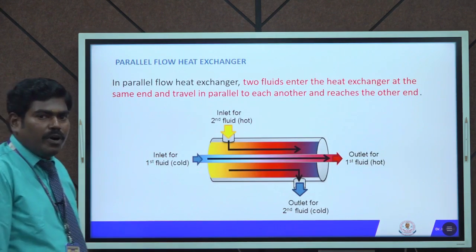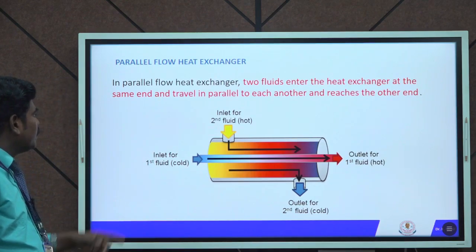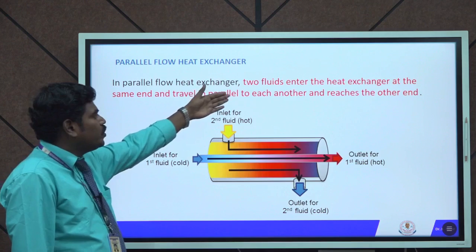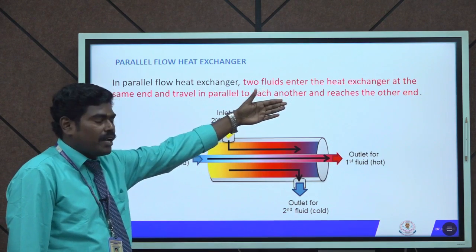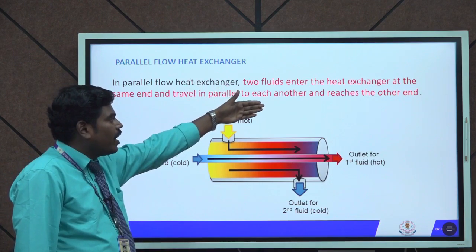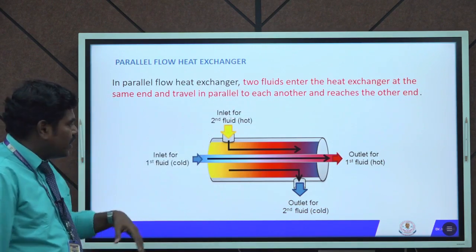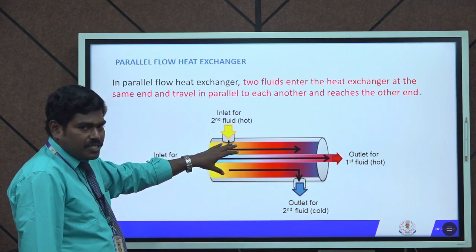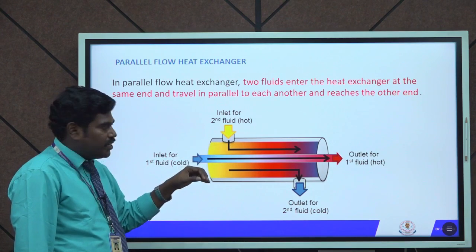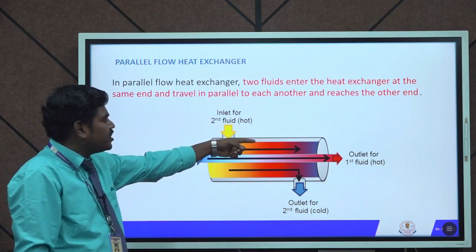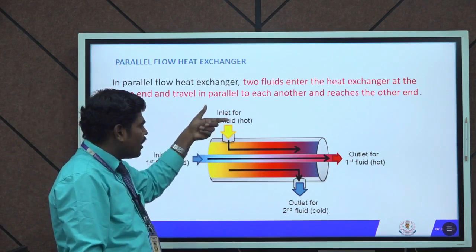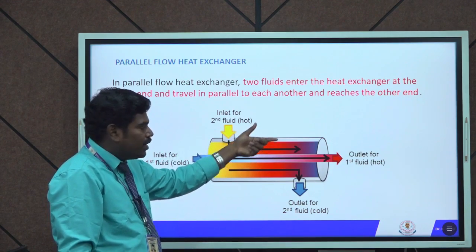Let's see the first type of flow configuration, parallel flow heat exchanger. In the parallel flow heat exchanger, two fluids enter the heat exchanger at the same end and travel parallel to each other and reach the other end. This is a schematic representation of a shell and tube heat exchanger. This is a tube and this one is shell. One type of fluid flows through the tube and another type of fluid flows through the shell.